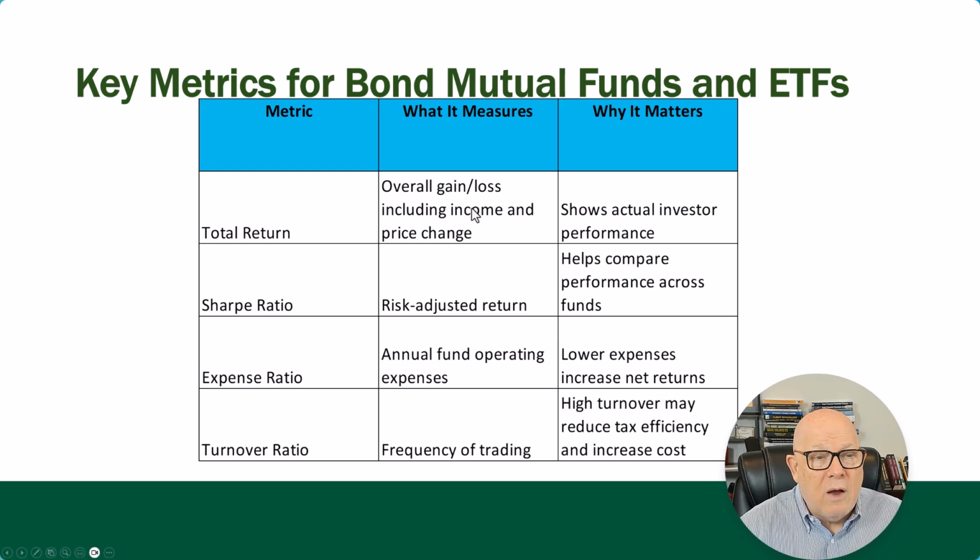Just like with stock funds, we want to look at the total return over different periods of time. We want to calculate a Sharpe ratio. The return relative to risk, higher is better than lower if you're comparing two funds. You want to keep your expenses lower, okay? So generally a lower expense ratio is going to mean a higher return that you get to keep. You also, similar to stock funds, want to look at the turnover ratio. How often are they changing out the bonds that they're holding, and what are the tax implications for that?